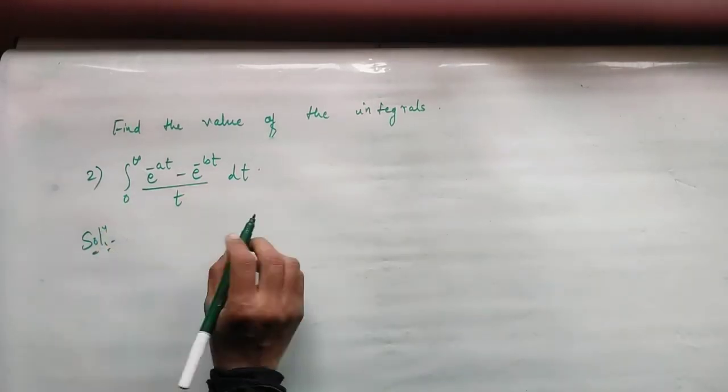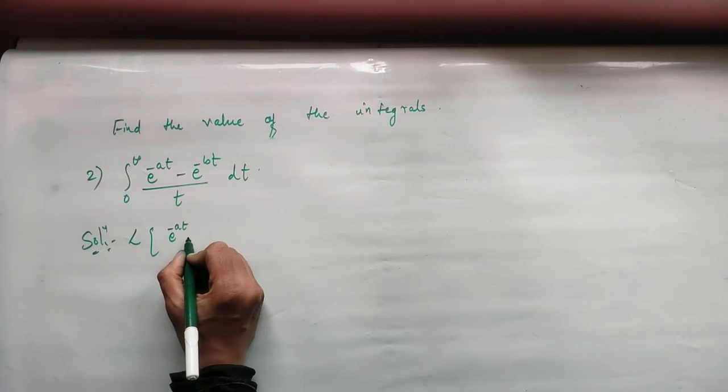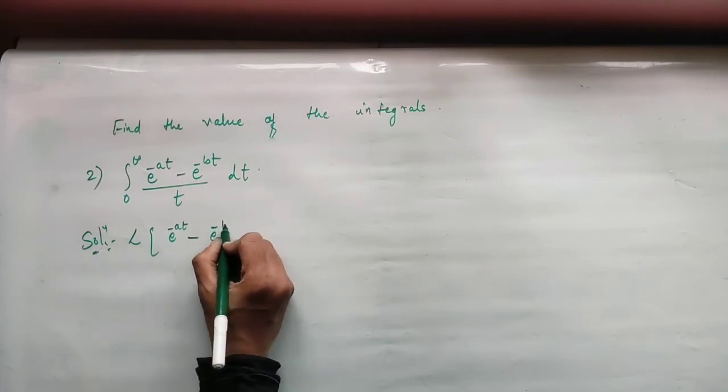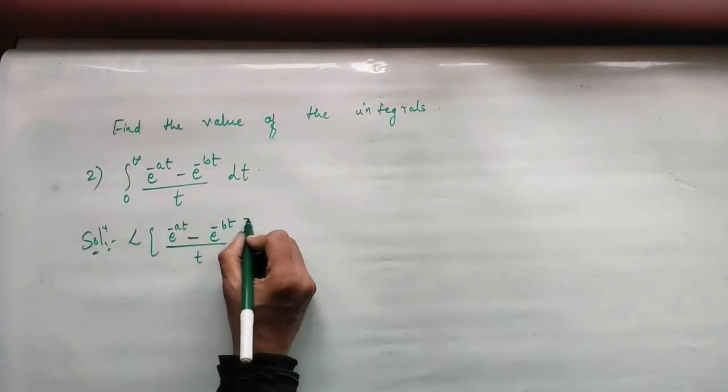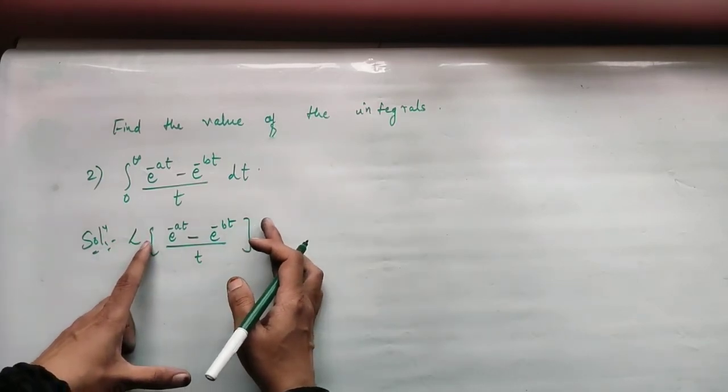Let us work for the Laplace transform of the given thing. The Laplace transform of (e to power minus at minus e to power minus bt) divided by t, we have to work out. To do this, first work for the Laplace transform of the numerator.